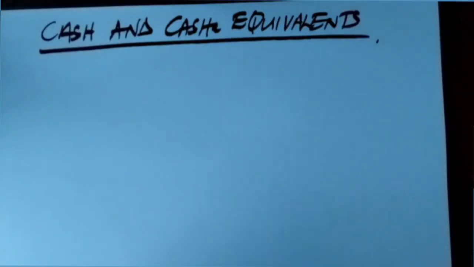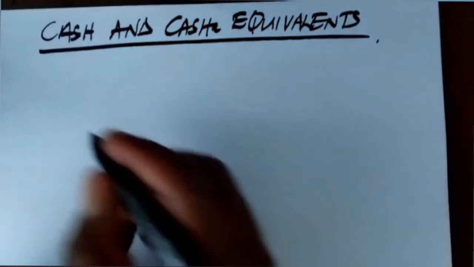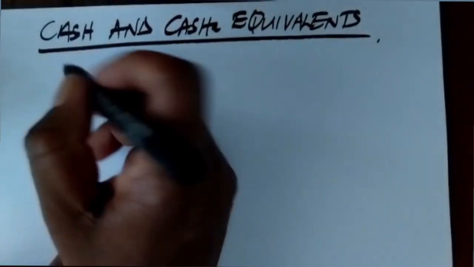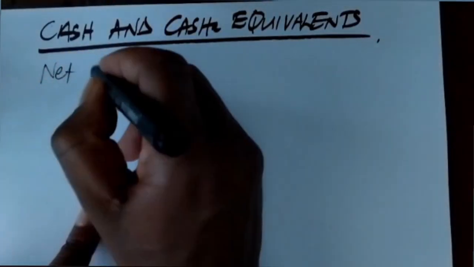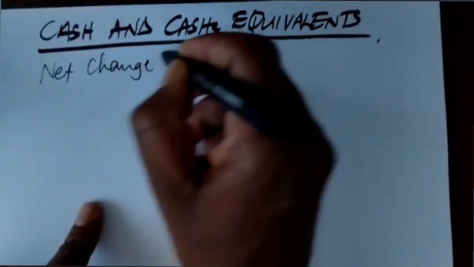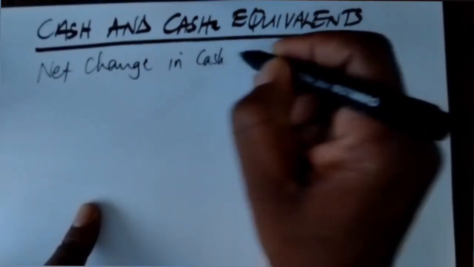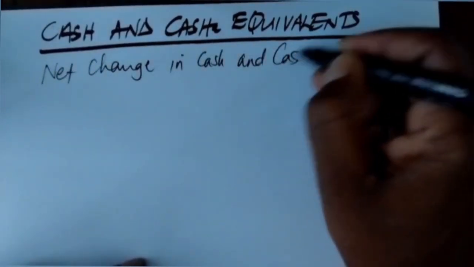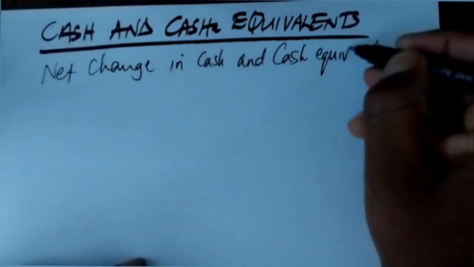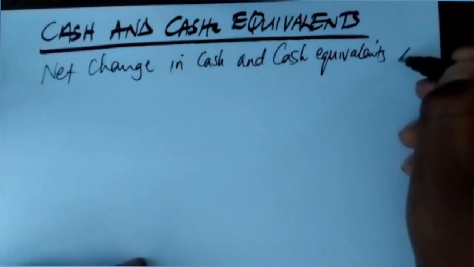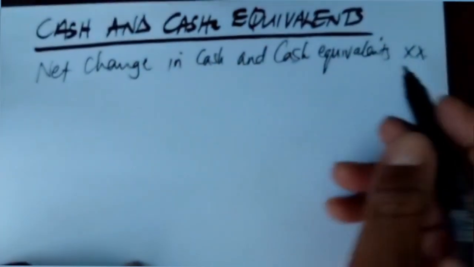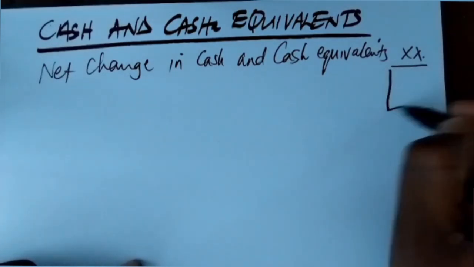In this video, I'm going to look at cash and cash equivalents for the sake of the cash flow statement. On your cash flow statement, the bottom part is going to be the net change in cash and cash equivalents.